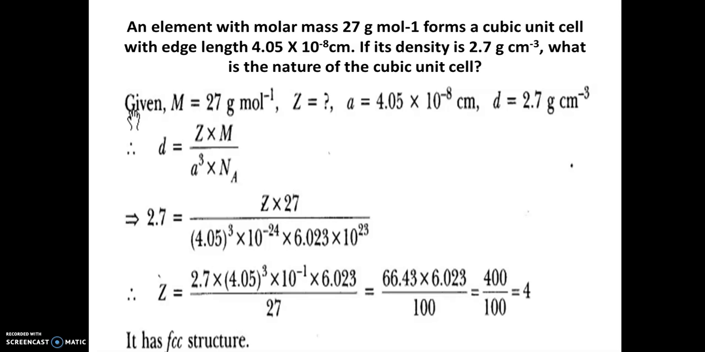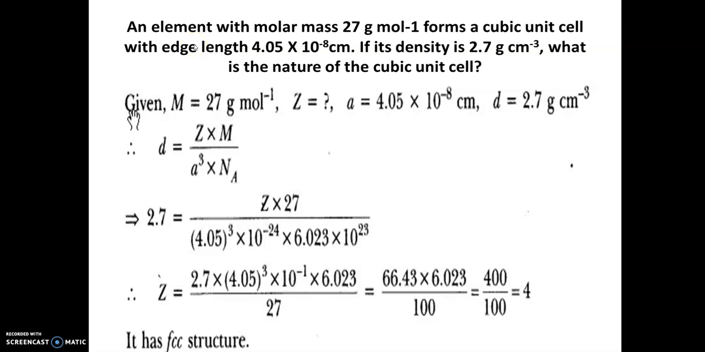Maybe they will ask the number of atoms, what type of crystal, molecular mass, or volume. From this equation, we have to identify any factor. They will ask any type of question. So the basic formula is D is equal to Z into M by A cube into N. So this is a very basic question. You can surely expect this question.